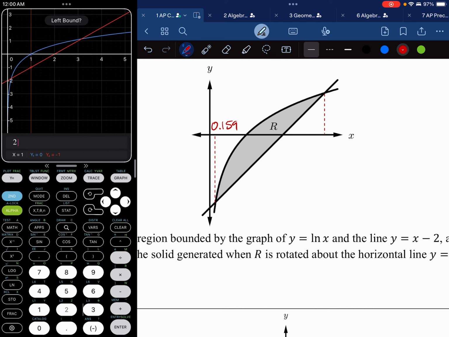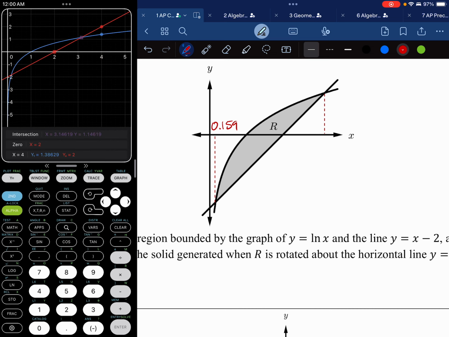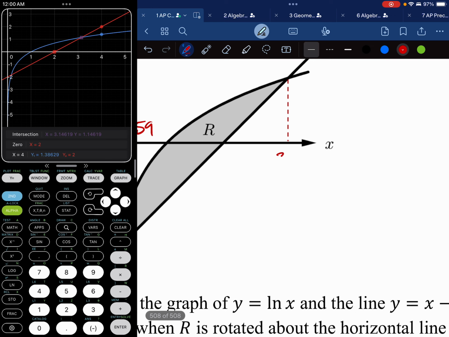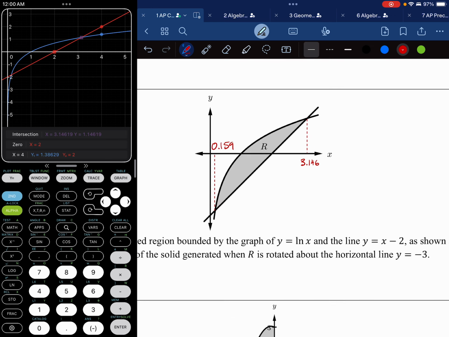My left bound on this one is going to be 2. My right bound is going to be 4. Good guess would be about 3-ish. 3.14, it's not pi, 3.146, so I'll just write down 3.146. All right, so we have our bounds.